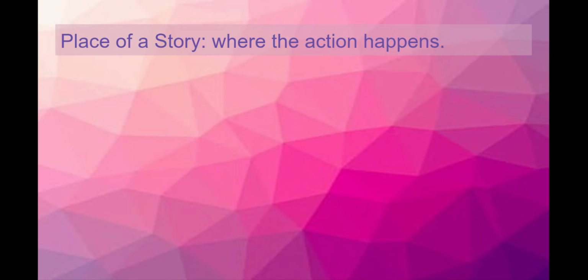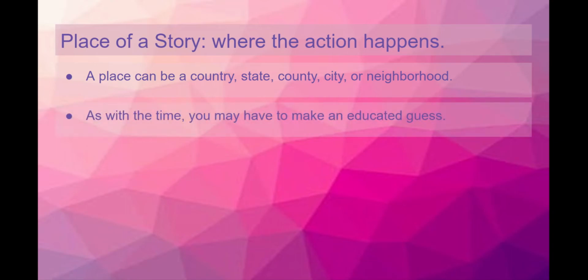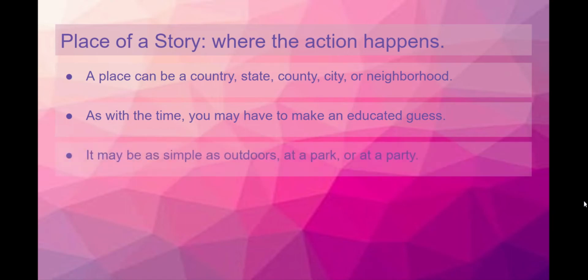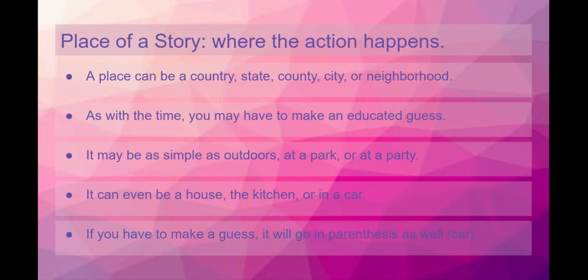The place of a story is where most of the action happens. It can be something as wide as a country or as specific as a neighborhood. As with the time, you may have to make an educated guess. It may be as simple as outdoors, at a park, or at a party. It can even be a house, the kitchen, or in a car. If you have to make a guess, it will also go in parentheses.